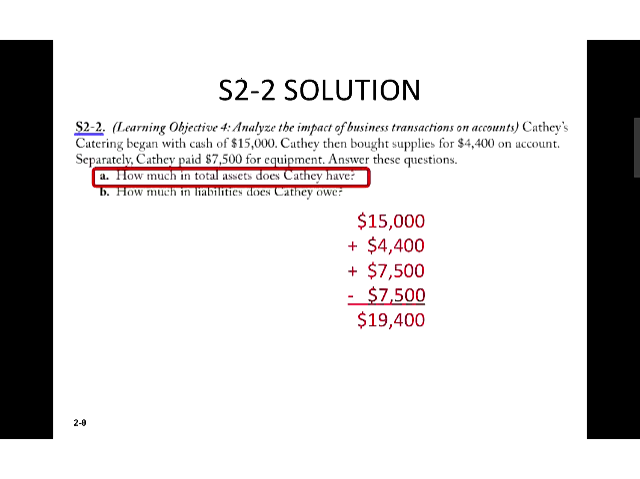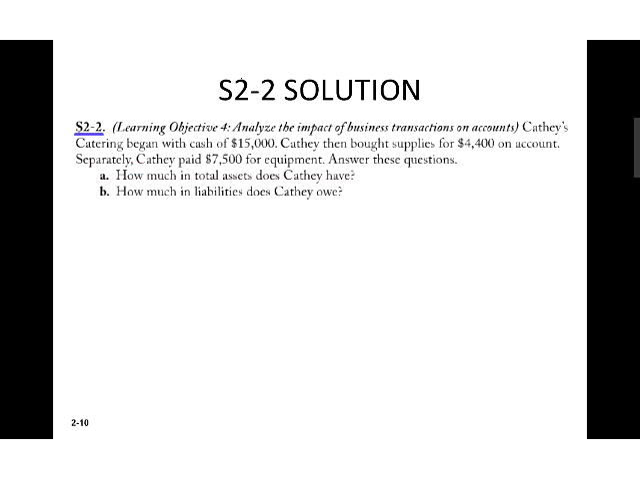And then, how much in liabilities does this company owe? What we're going to see there is $4,400. There was one liability in that whole discussion we had of analyzing. They bought supplies for $4,400 on account. That was it.